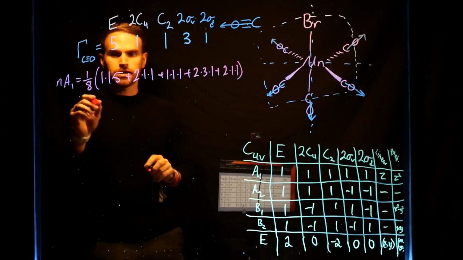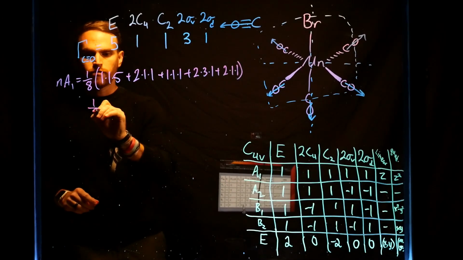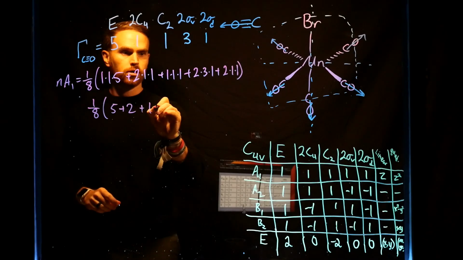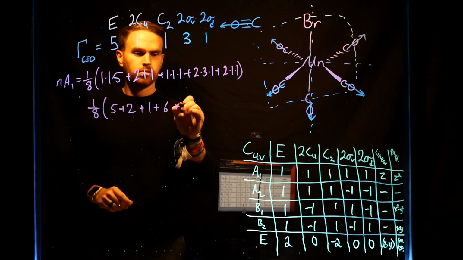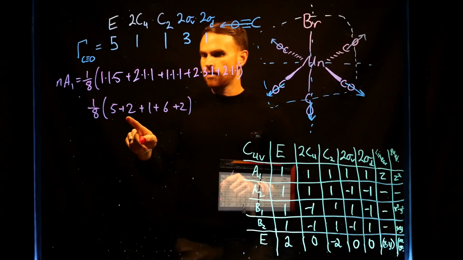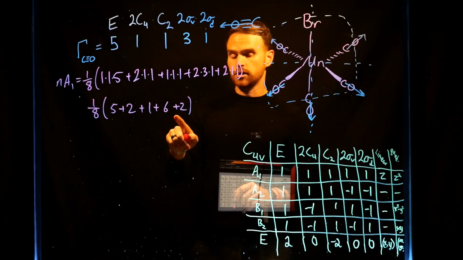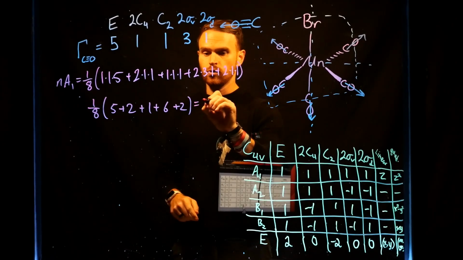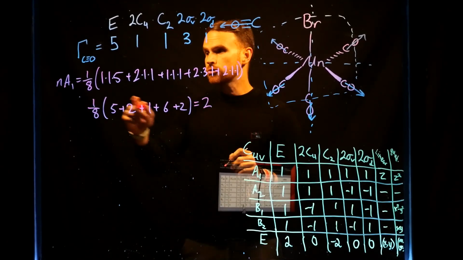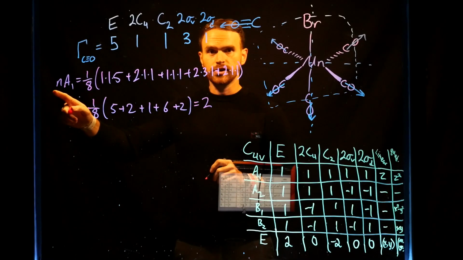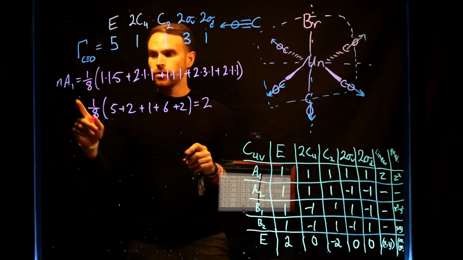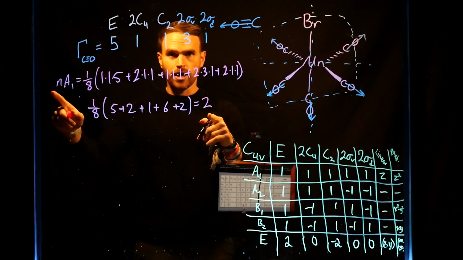All right, now let's work out this math. So 1 over 8, we got 5 plus 2 plus 1, plus 6, plus 2. This looks like 7, plus 1 is 8, plus another 8 is 16. Divided by 8 is equal to 2. Now this tells me the number of A1s that are present in my reducible representation. So I know that for sure there are going to be 2 A1s.